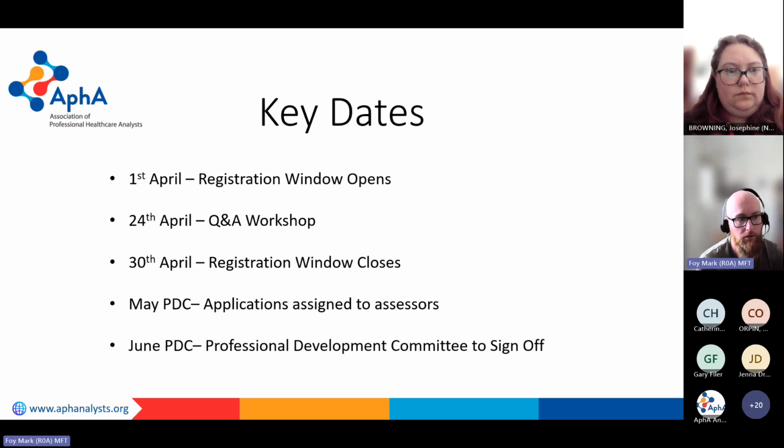Window closes in April. PDC meets once a month, so in the May one, we'll then assign them to assessors. That's when you'll hear if there's any questions or feedback. Maybe you've missed something that you didn't realise, or if the assessor sees something that they want you to elaborate on, that's the back and forth window we spoke about. And then once it's approved, that gets ratified in the June PDC committee, and following that is when you will be notified.